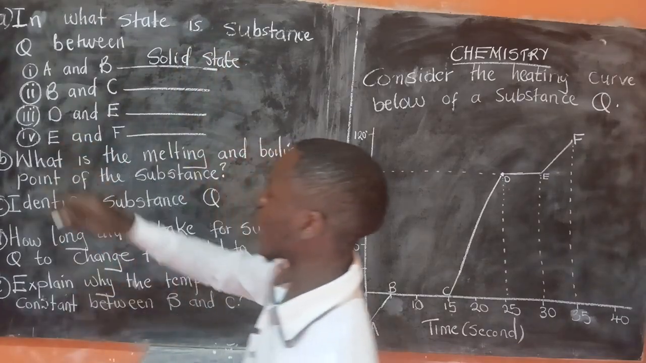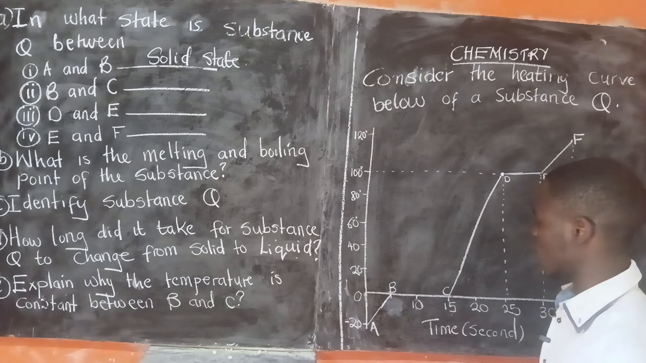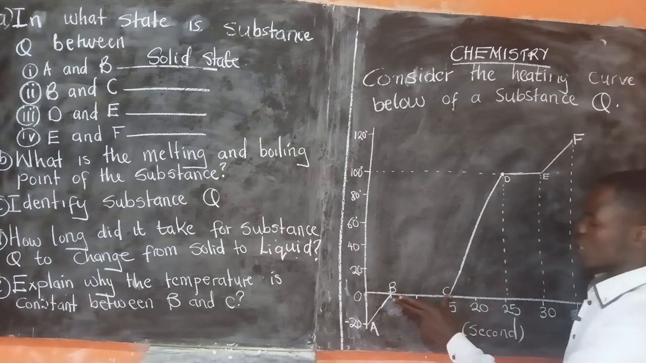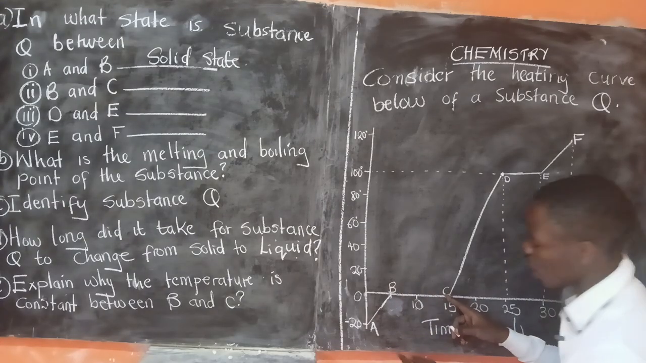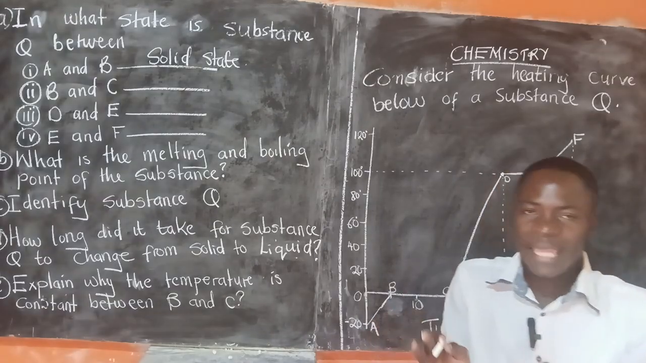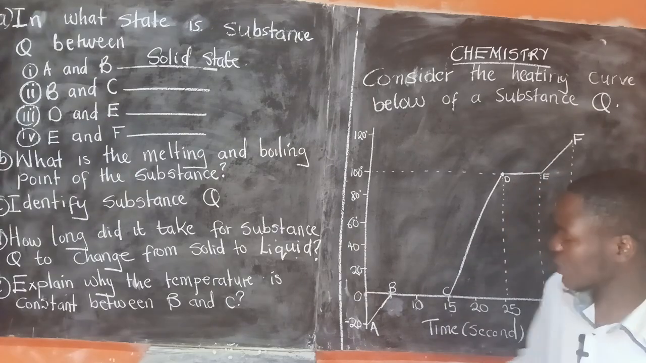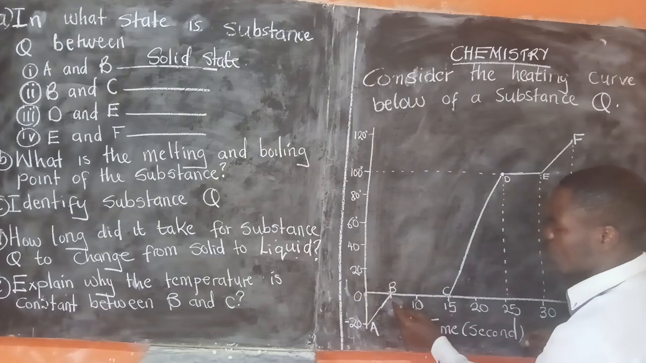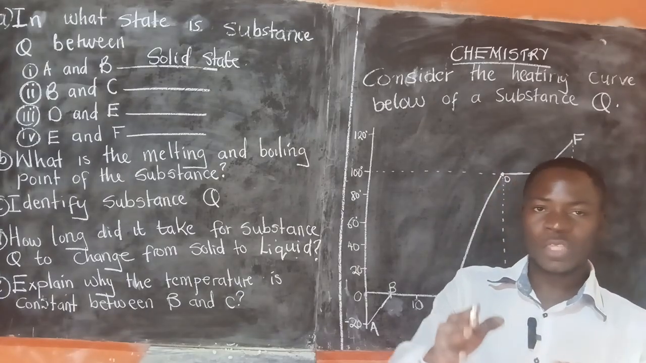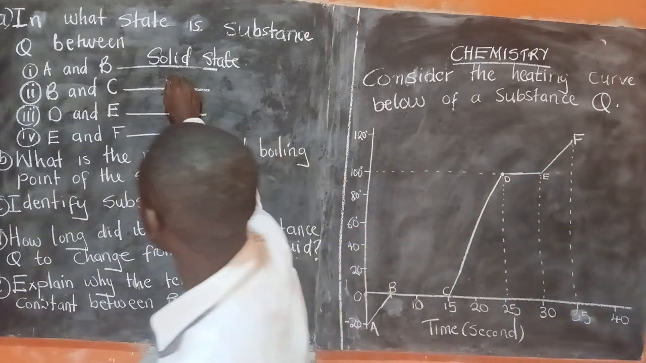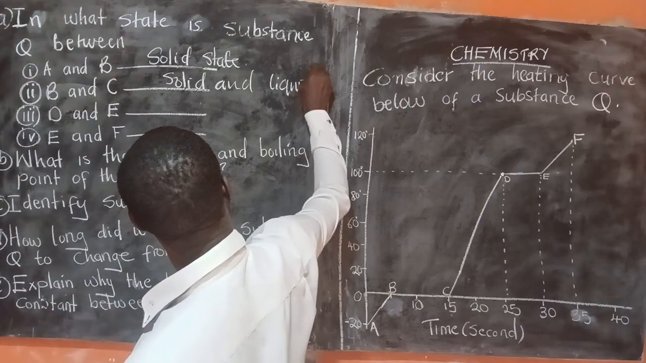Then, in what state is substance Q between B and C? Here it is between the state of solid and liquid. It is in both states, because we are coming from this part to this part, and it is still constant. Are we getting the point? So it is both solid and liquid, because they all qualify.